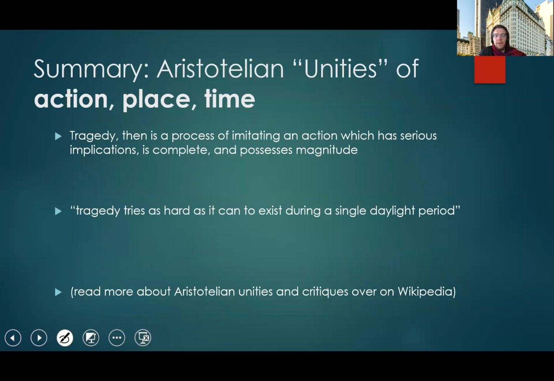I want to offer a brief summary here of something called the Aristotelian unities of action, place, and time. Aristotle was a Greek philosopher who specialized in all sorts of things, but one of the things that he thought about was the nature of literature, and he specifically had ideas about tragedy. Here's some quotes then. Tragedy is a process of imitating an action which has serious implications, is complete, and possesses magnitude. He also wrote, tragedy tries as hard as it can to exist during a single daylight period. If you want to read more about this, just head over to Wikipedia.